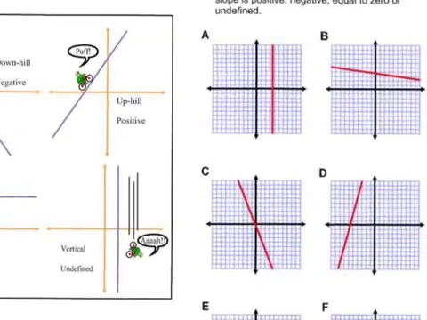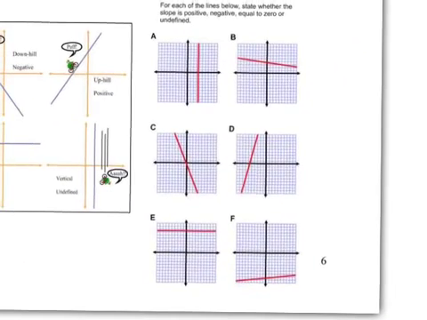So, here's 6 examples real quick. All I want to know is, are these slopes positive, negative, 0, or undefined? You should be able to do that really quickly. So go ahead, pause the video, and I'll put the answers up in just a second.